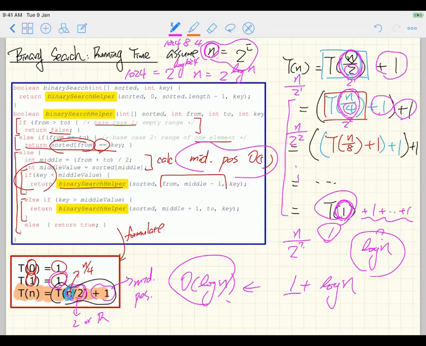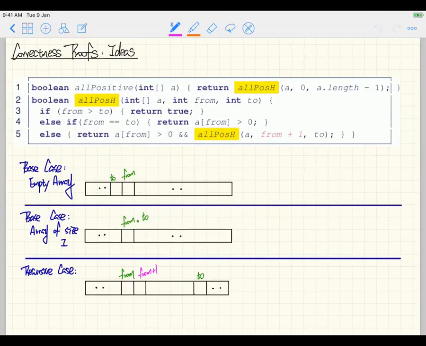Now, that's about the running time, and I would like to talk about another topic also to do with recursion, which is about how we can prove the correctness of recursion. Let's do one simple example together, and the pattern you have to follow will be similar for all questions you might be given in the exam. So let's say this is a problem we are given. We are very familiar with allPositive here. We want to see if all the numbers inside this particular array are positive. What we do is we simply call some recursive helper method, starting from 0 until a.length minus 1. That's the array we're talking about.